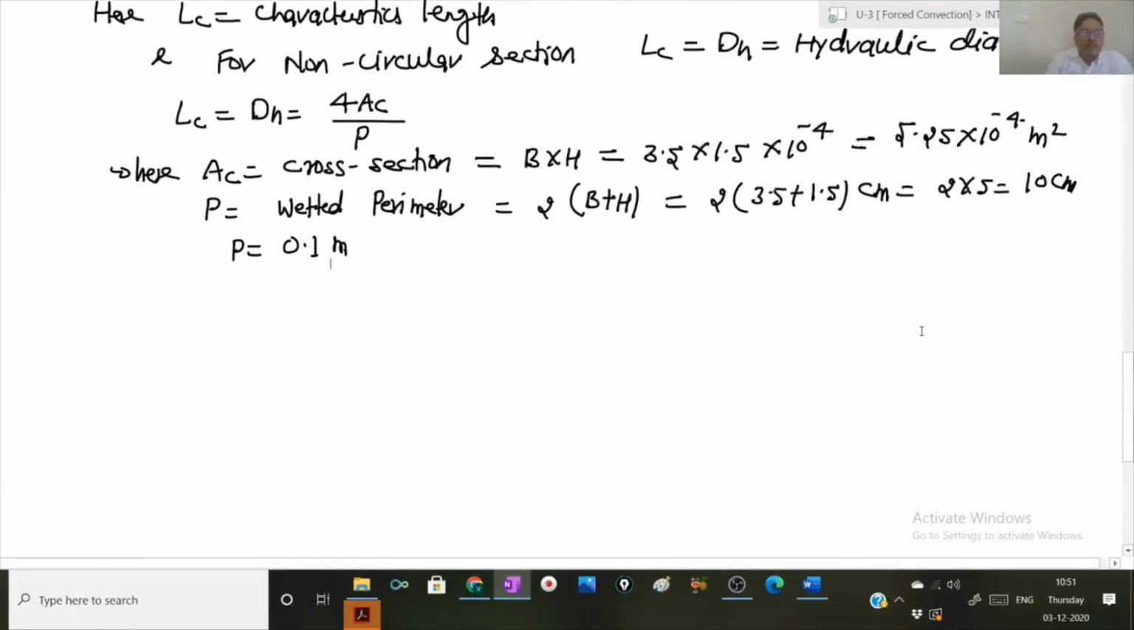So after calculating the value of cross-sectional area and perimeter, I can calculate LC, that is 4 into 5.25 into 10 to the power minus 4 over 0.1. So from here the value of characteristics length for this rectangular duct comes out 0.021 meter.